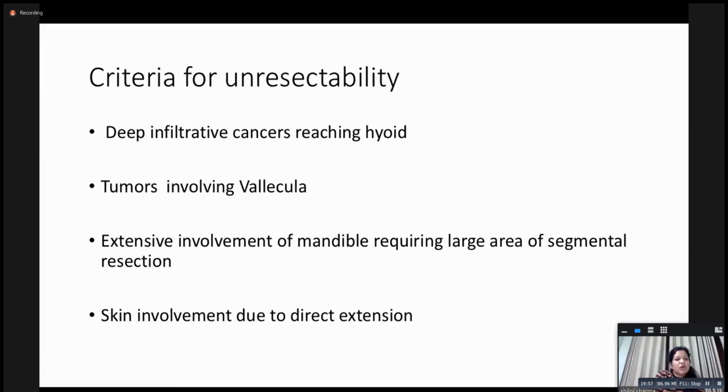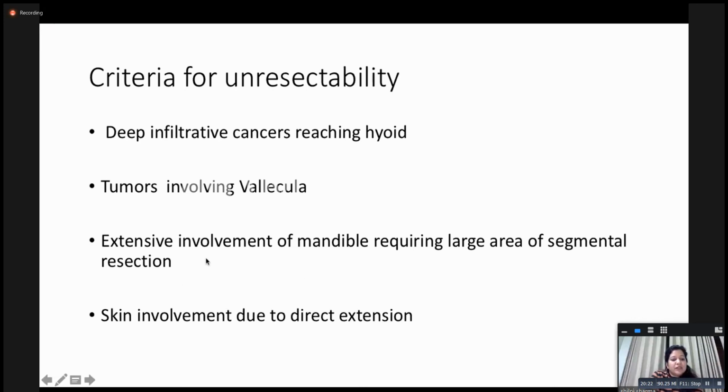Before coming to the glossectomy classification, in one slide I will explain the criteria for unresectability in tongue cancer. If the tumor is very deep, infiltrative, reaching the hyoid, and you feel that you will not get a tumor-free margin without taking out the hyoid. If the tumor is involving the vallecula, where for the margin you will have to remove the epiglottis. It's better not to do upfront surgery.